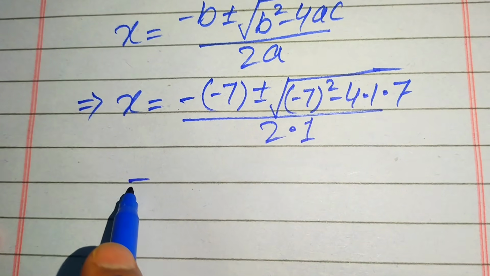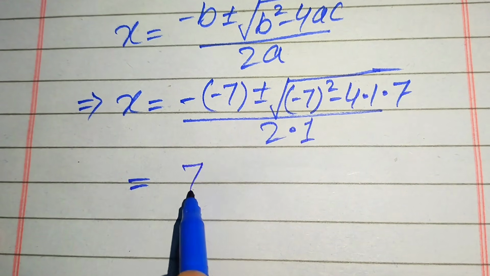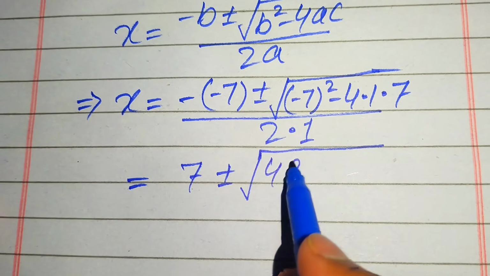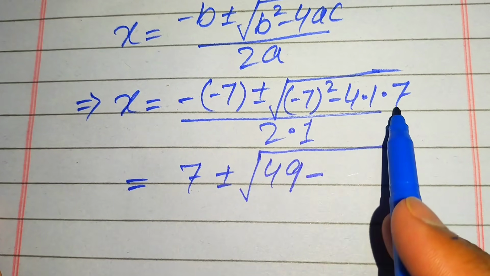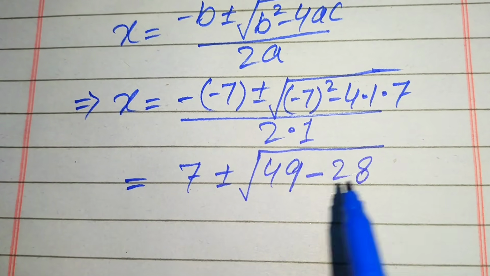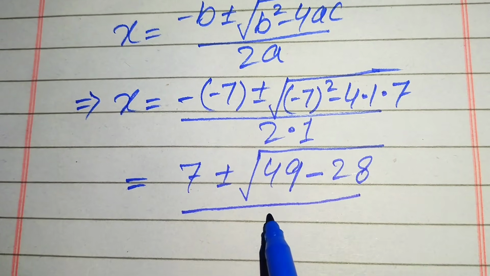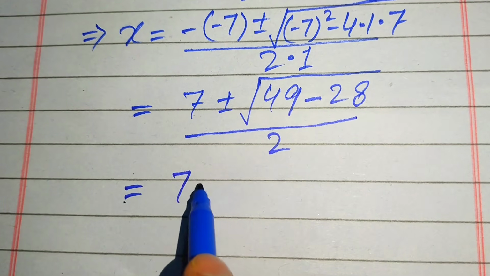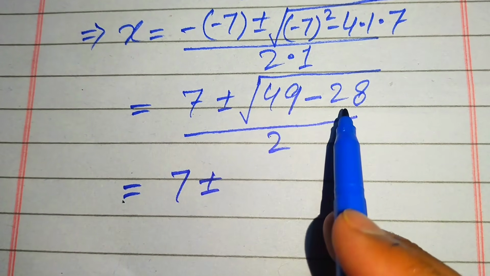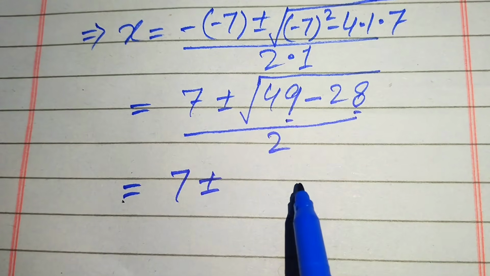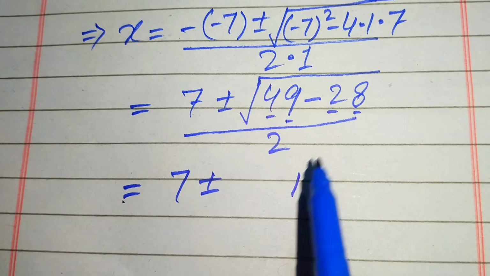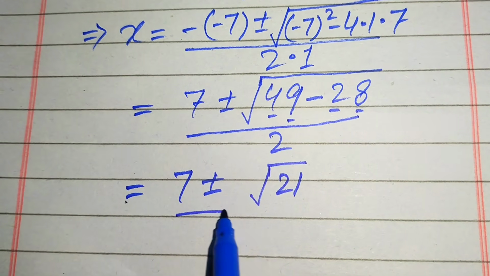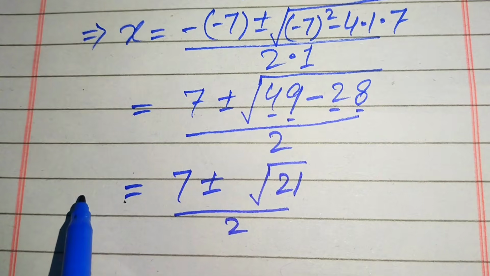So further in the next step we need more simplifications and we get minus times minus becomes 7 plus minus square root of minus 7 square becomes 49 minus 4 times 7 becomes 28, and it is divided by 2 times 1 equals to 2. And here we need to subtract both of these two values and we get 7 plus minus 49 minus 28 becomes 21, and 2 times 1 becomes 2. So this will become 7 plus minus square root of 21 divided by 2.